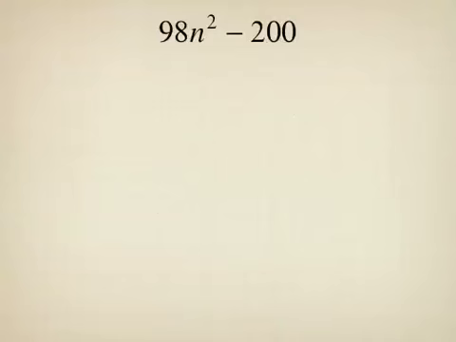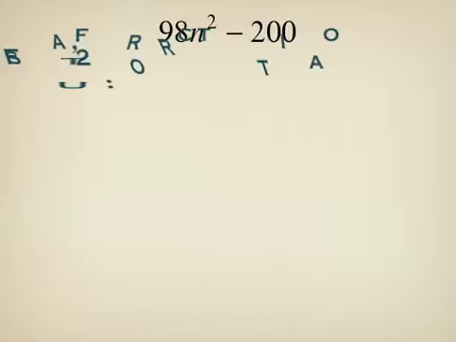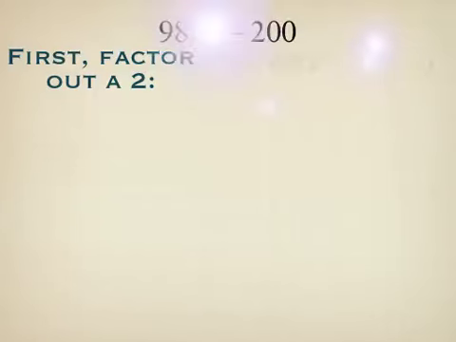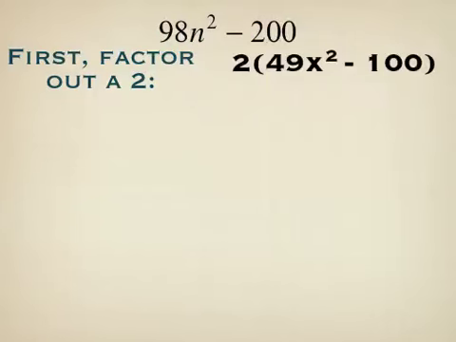The last example says 98n squared minus 200. Well, 98n squared and 200, neither one of those are perfect squares. But they can be factored by 2. 2 can be factored out of both of these. So the first thing I need to do is factor out a 2, which leaves me with 2 times 49x squared, and I don't know why I used x, it should be n squared, minus 100.